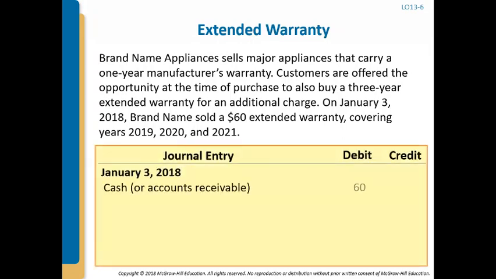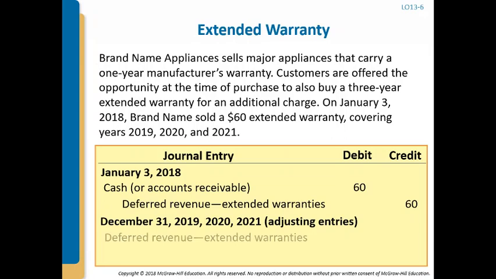So here's the original entry, deferred revenue, extended warranties, and then they're going to back out the deferred revenue each year for $20 and recognize revenue of $20.